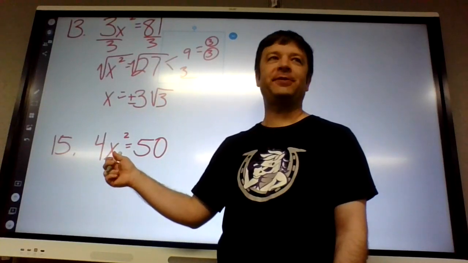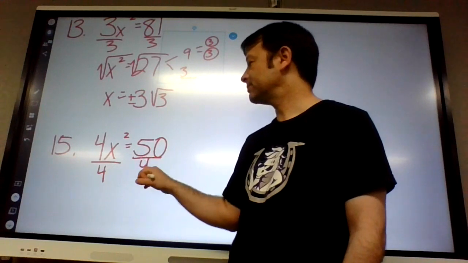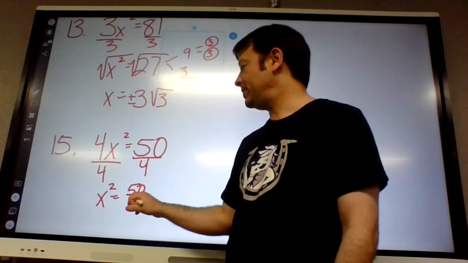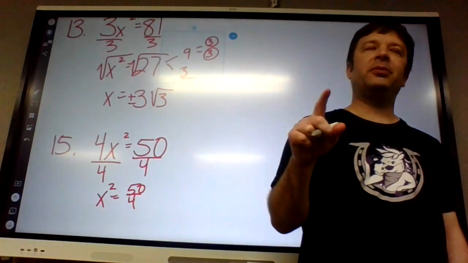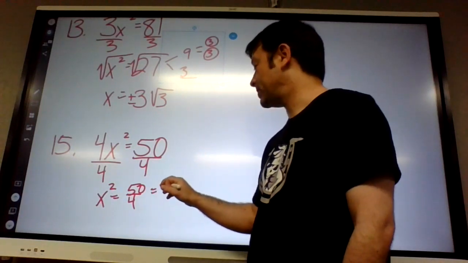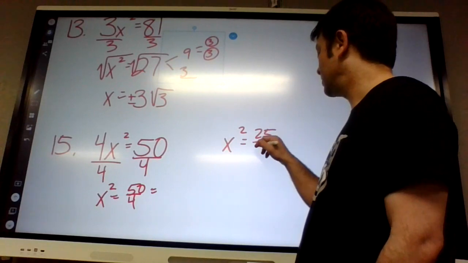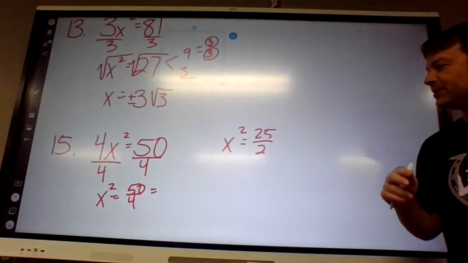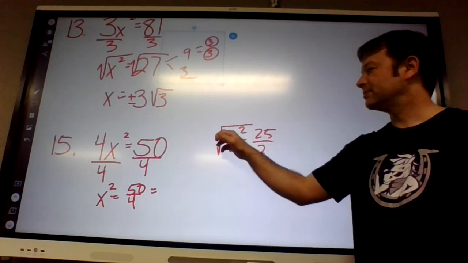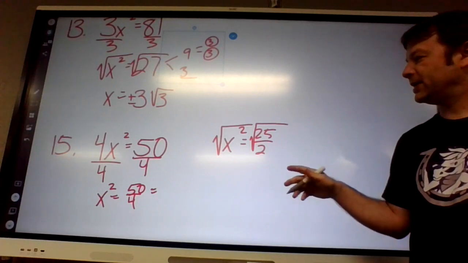Okay, Olivia, what's the first step? Divide by 4. Okay, 50 divided by 4. It'd be 25 over 2. Okay, we'll just go ahead and write that. So we got x squared equals 25 over 2. Now what? Use square root. Yeah. How do we do that?